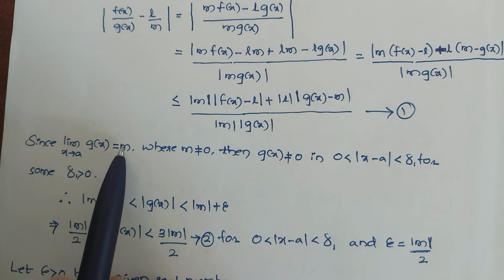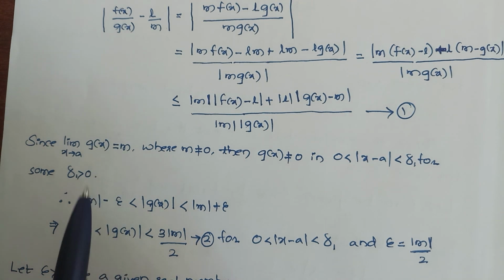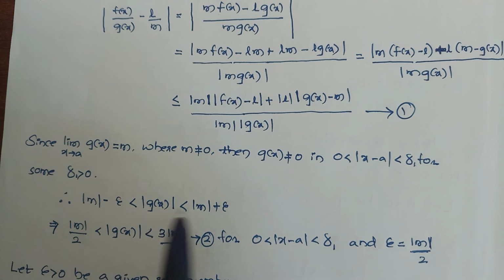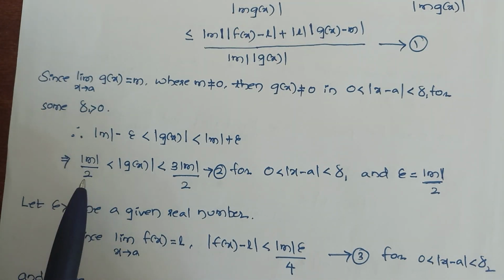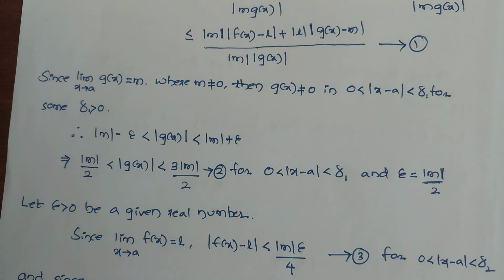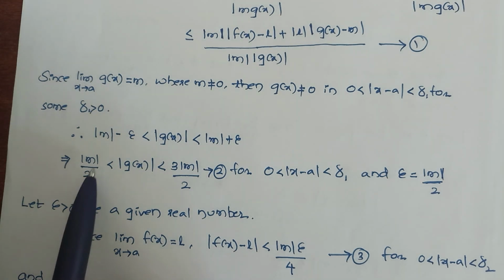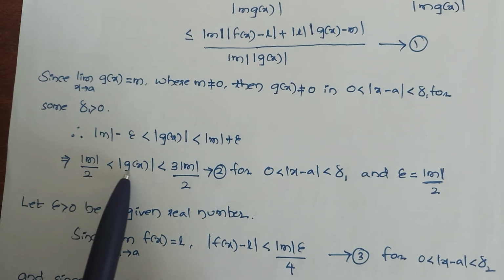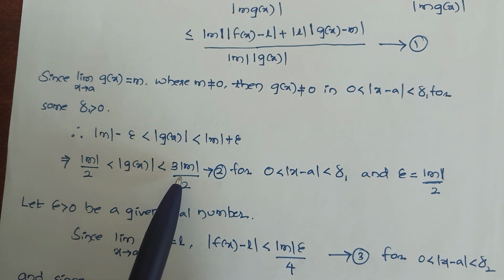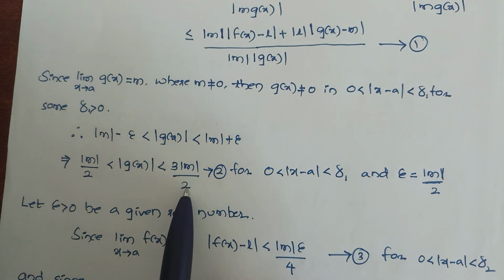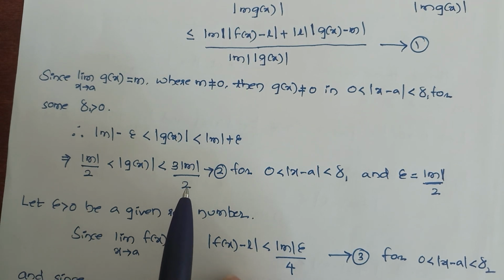So this can be expressed in the form of modulus of m minus epsilon is less than modulus of g of x is less than modulus of m plus epsilon. Okay, so therefore this implies that modulus of m by 2 is less than modulus of g of x is less than 3 times modulus of m divided by 2.